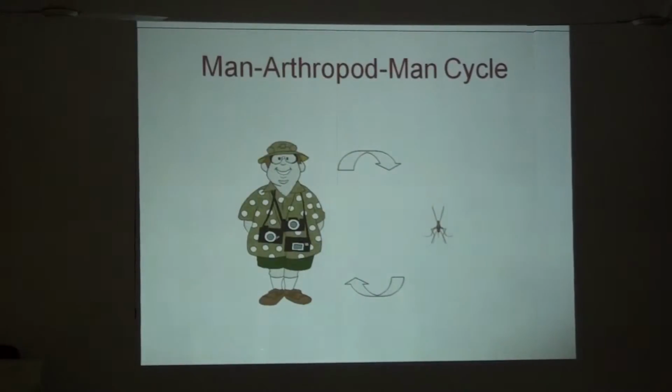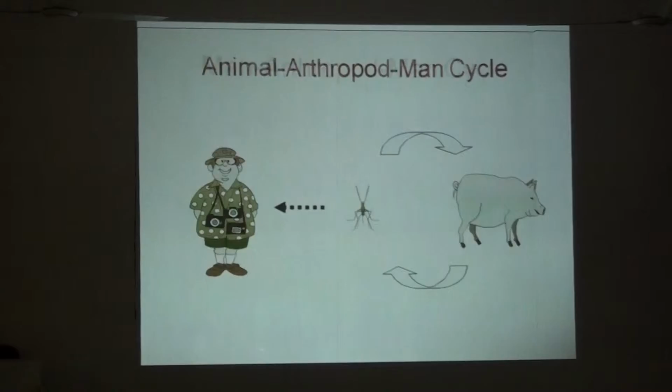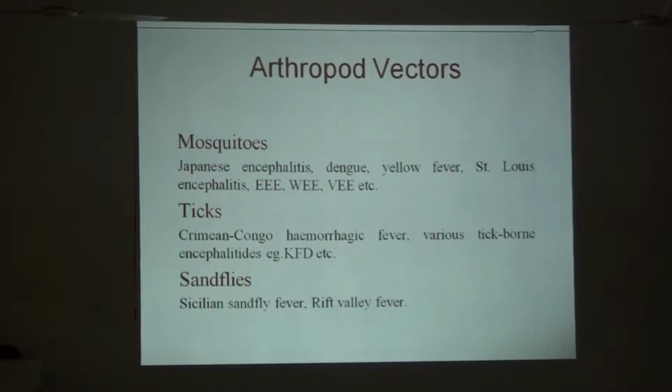Here we can see the diagrammatic presentation of the transmission cycle of the man-arthropod-man cycle, where either the mosquito or human is the reservoir. Here again is the next diagrammatic presentation, of the animal-arthropod-man cycle.